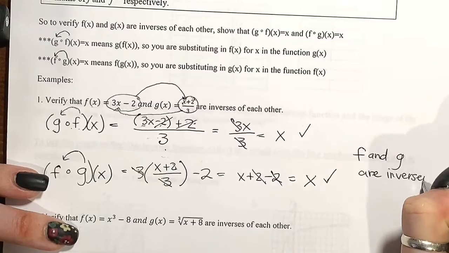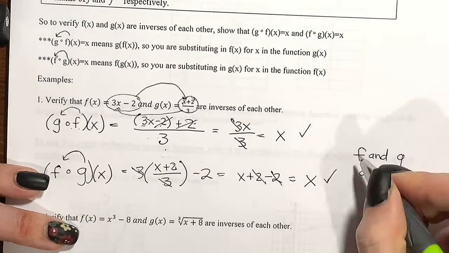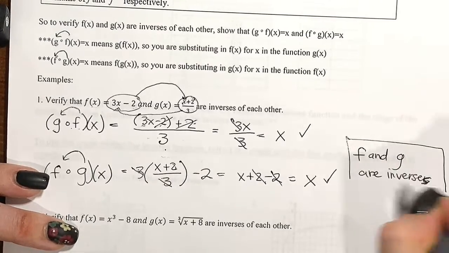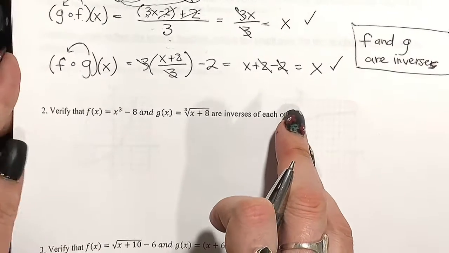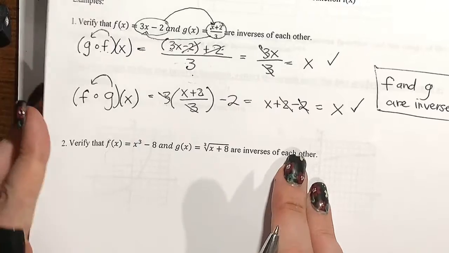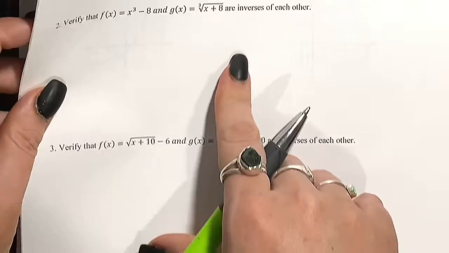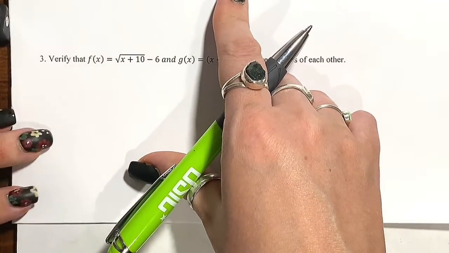Okay, that's what we're practicing today. So we're pretty much just verifying that they are inverses of each other. Okay, let's try another one. For sake of time, I think we'll skip this middle one. Let's go down to the number 3.